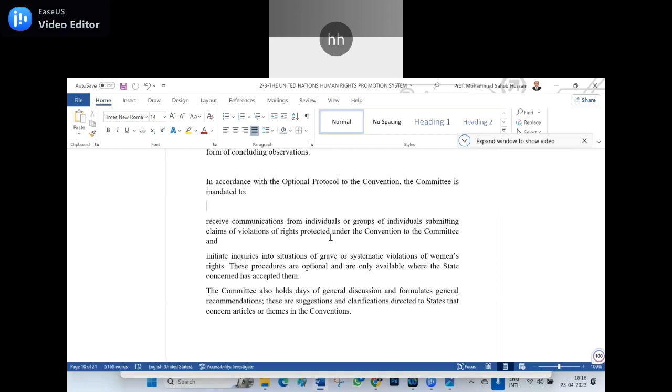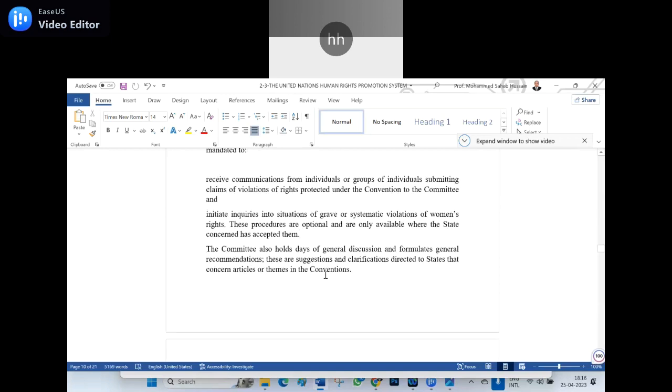At that instance, CEDAW will take care of it and will send its own team to investigate and inquire, and they will send a detailed report to the highest body. The highest body, the UN Secretary, Council, or the Assembly will take the action. These procedures are optional and are only available where the state concerned has accepted them. But generally, all the states should accept the optional protocol. Otherwise, it is a restriction on the freedom of speech and expression. In each state, their constitution will allow them freedom of speech and expression.